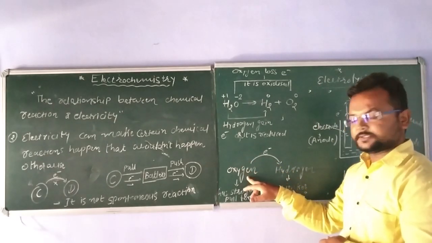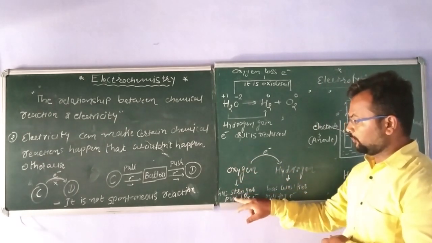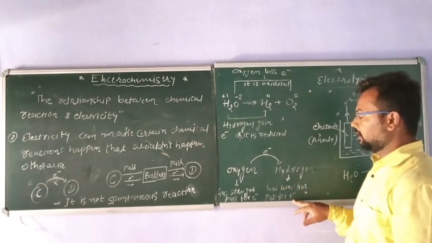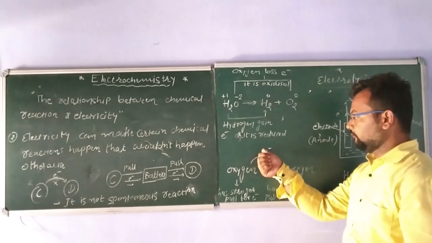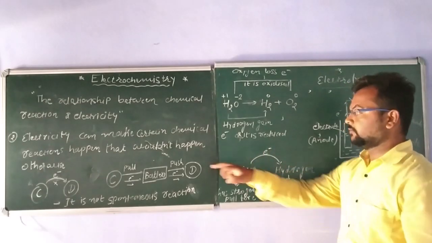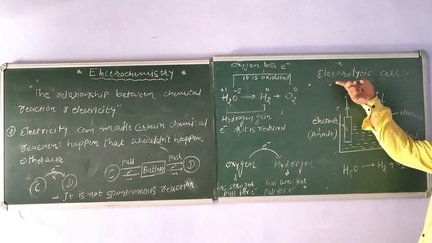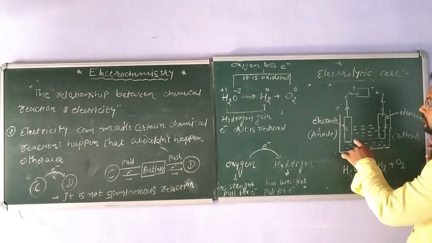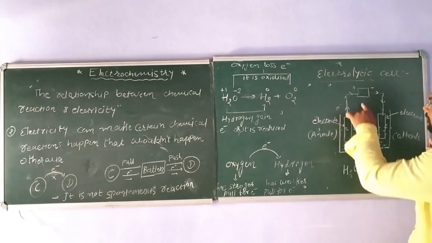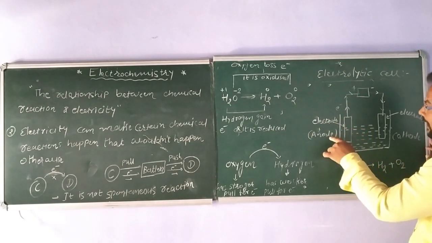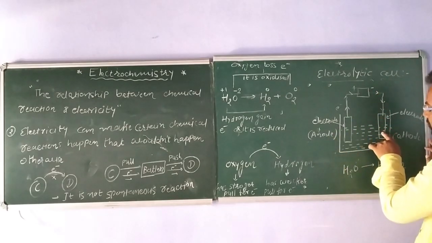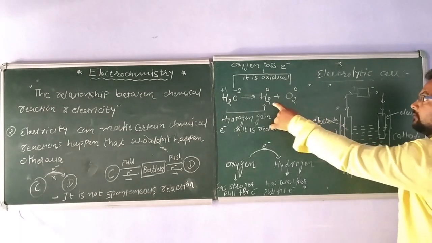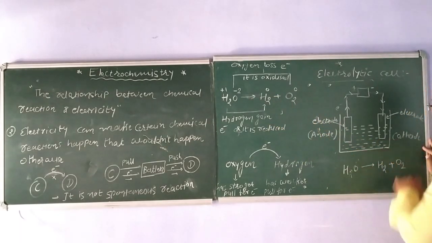According to the standard reduction potential, oxygen has a stronger pull for electron and hydrogen has weaker pull for electron. And electron is moving from oxygen to hydrogen through electricity. And its common example is the electrolytic cell. Here oxygen loses an electron and is oxidized into 0 oxidation state. So the battery pulls electron from the anode part and pushes it to the cathode part. Here hydrogen gets the electron and is converted into 0 oxidation state at the cathode part.